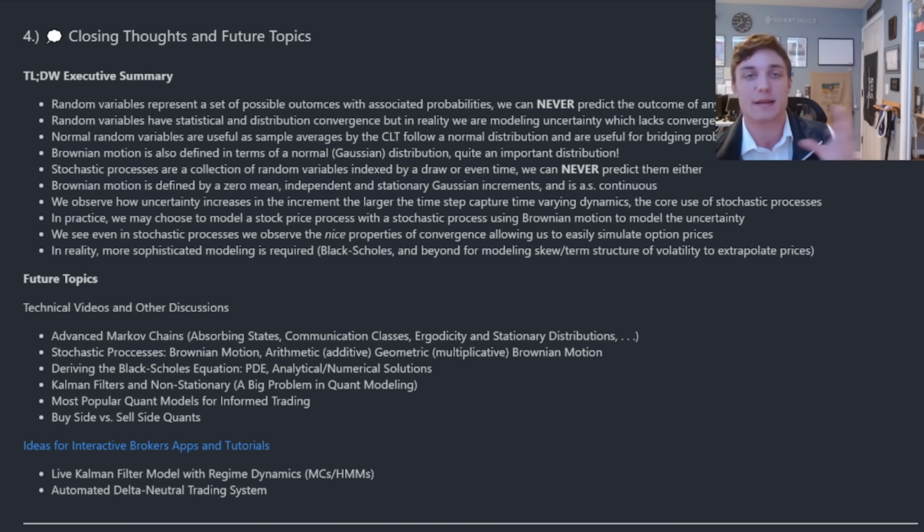Now, in reality, in this case, we used arithmetic Brownian motion to go about pricing our European call. We will require more sophisticated modeling. We are going to need to go even beyond Black-Scholes to model skew and term structure of volatility to extrapolate prices for our desk, specifically for exotic instruments. And that's because we need to consider things like arbitrage. Are we accidentally arbitraging ourselves by the current liquid pricing of these option contracts? So when it comes to trading for a desk, a lot goes into it. Brownian motion is the engine that powers all of these models.